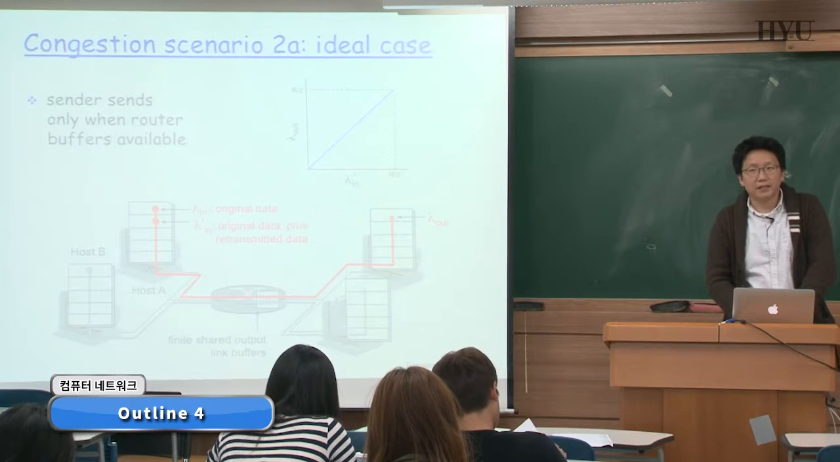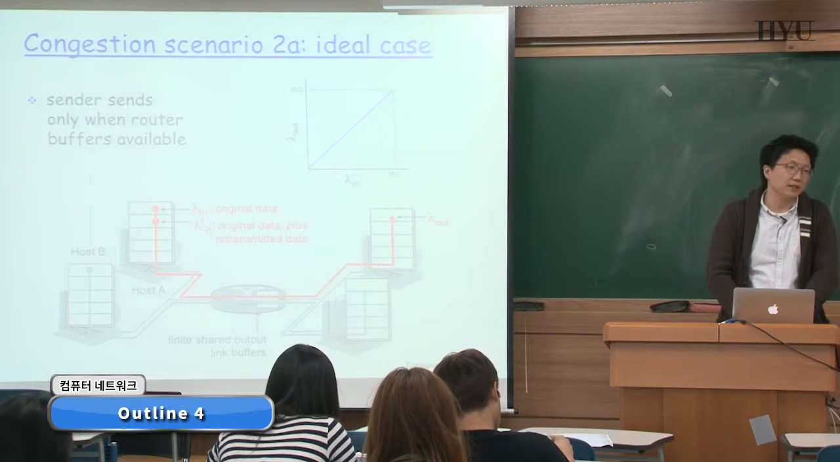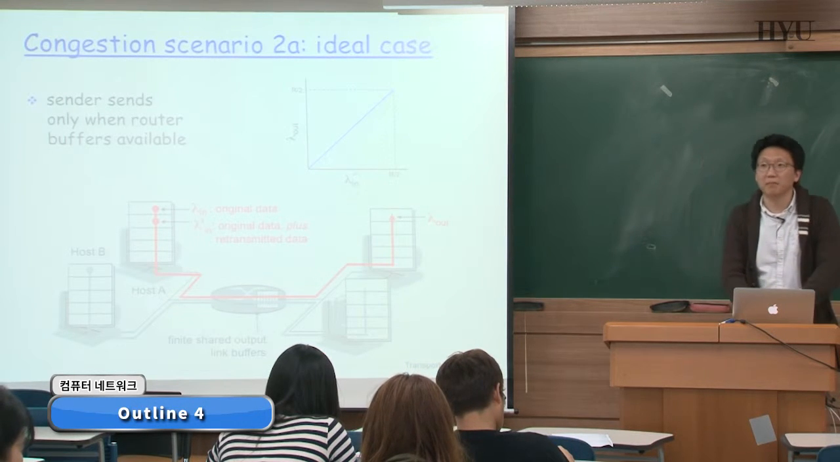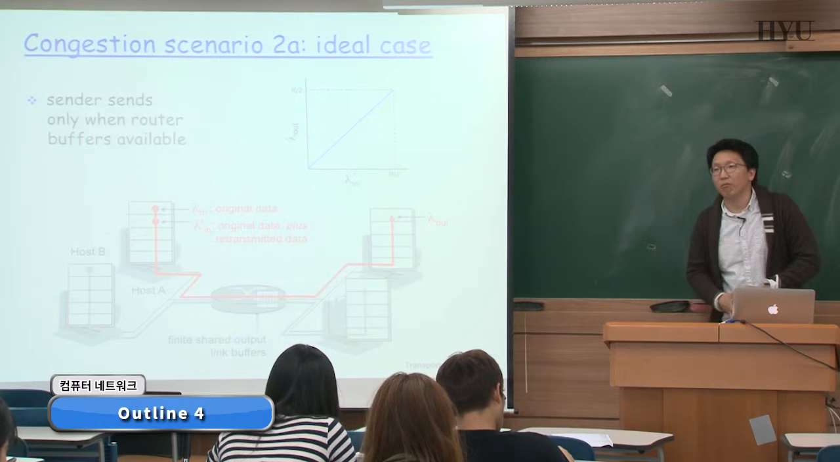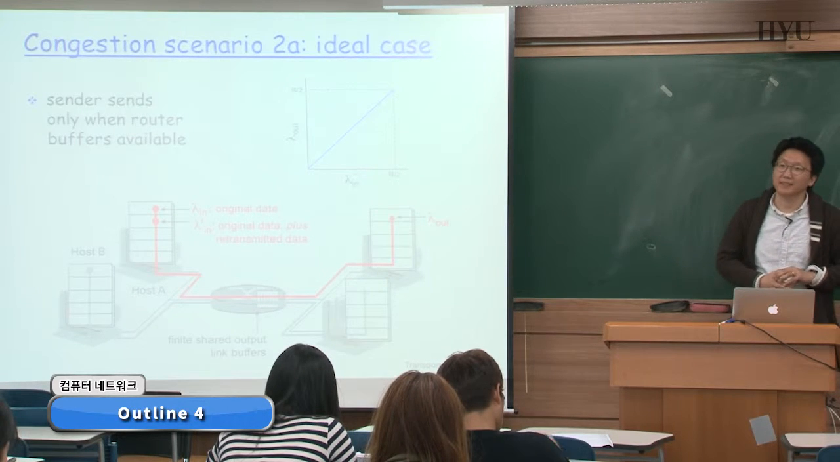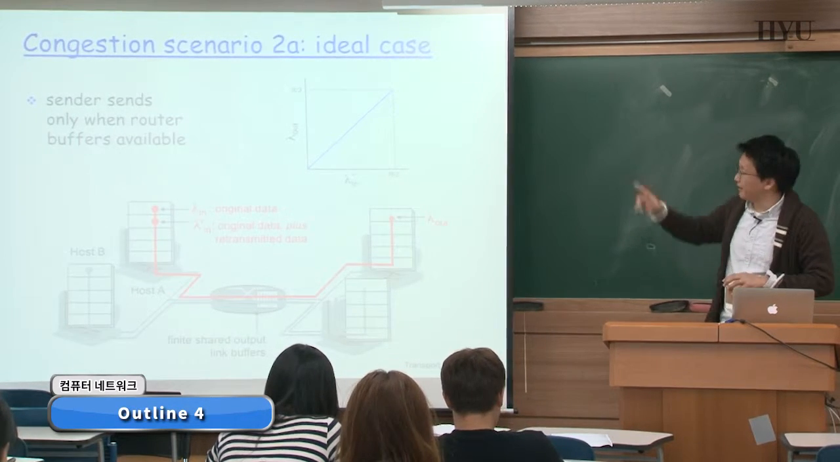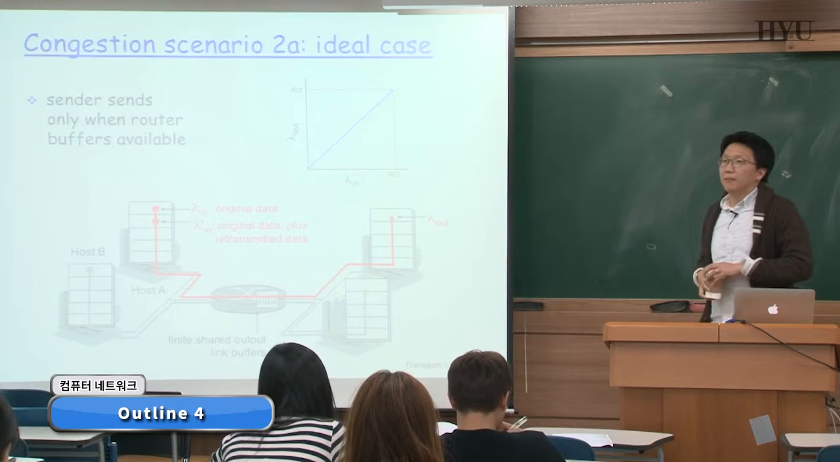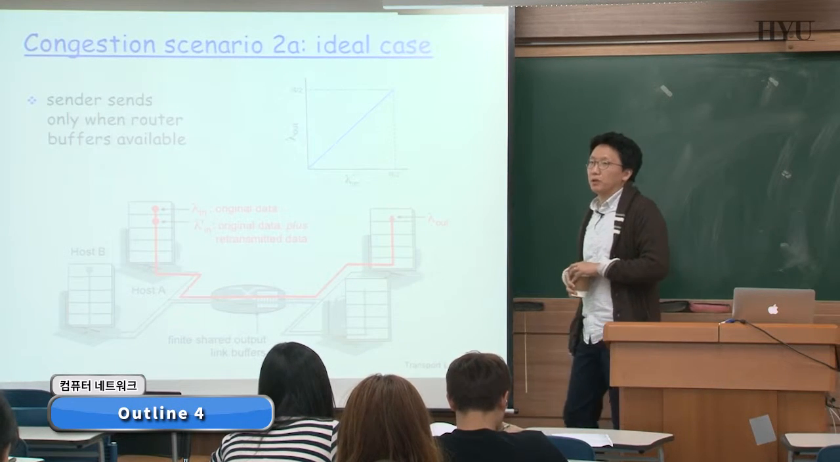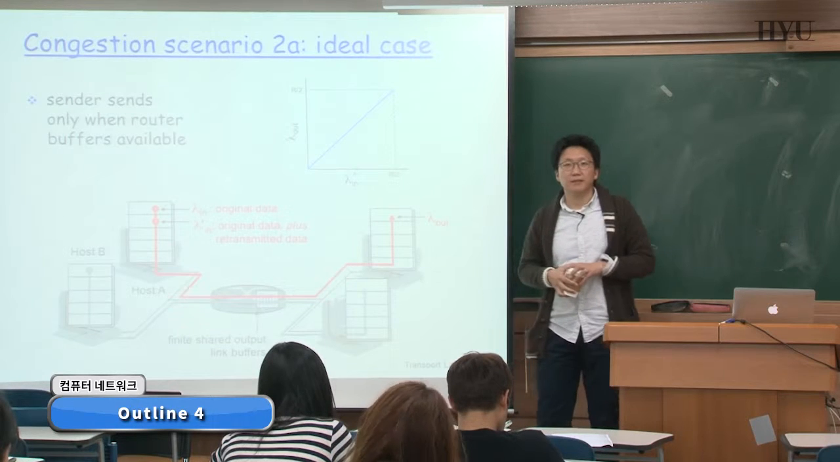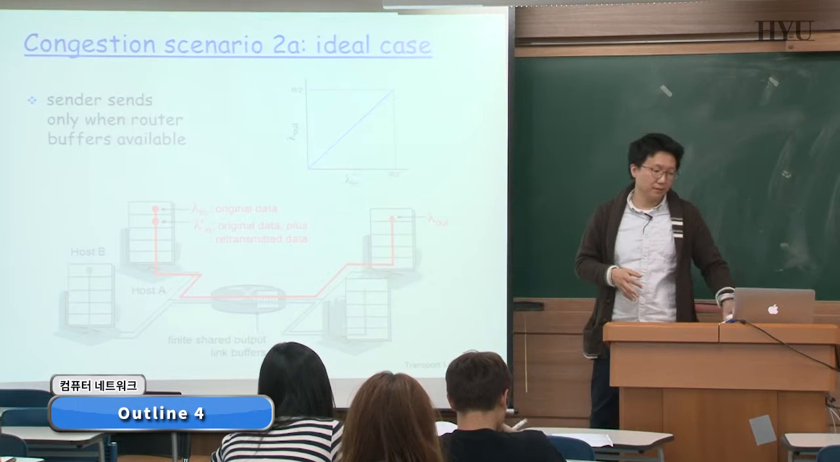Only if the routers can tell the node that there is enough space in my buffer, so you can send it now. That's a very ideal case. And then I'll have a graph like that. But that's not the actual network, right? That's not how the actual network is.